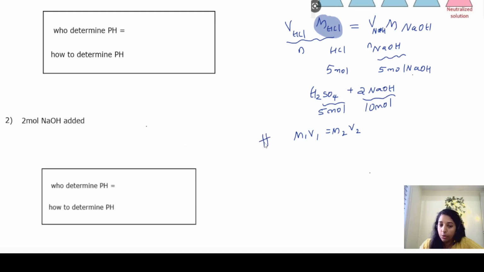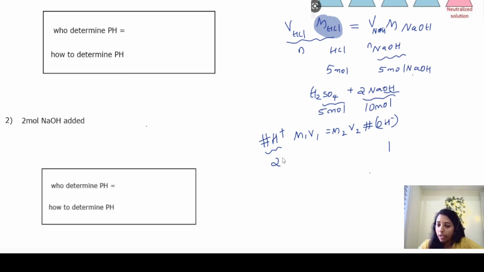Otherwise, simply you can use number of H plus times M1 V1 is equal to M2 V2 times number of OH minus. This equation you can use everywhere. So here number of H plus means our acid, like H2SO4 means 2 is the number of H plus, and NaOH means just 1 only, so OH minus will be 1.